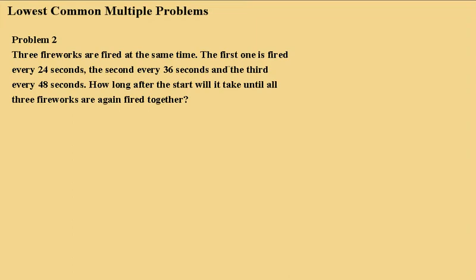Again, this is a lowest common multiple problem, so we're going to find the lowest common multiple of 3 numbers this time. So we'll start off with the 24, and we'll do the same sort of thing as we did before in the first problem. So we'll write those. 24 is equal to 2 times 12, which is 2 times 2 times 2 times 3.